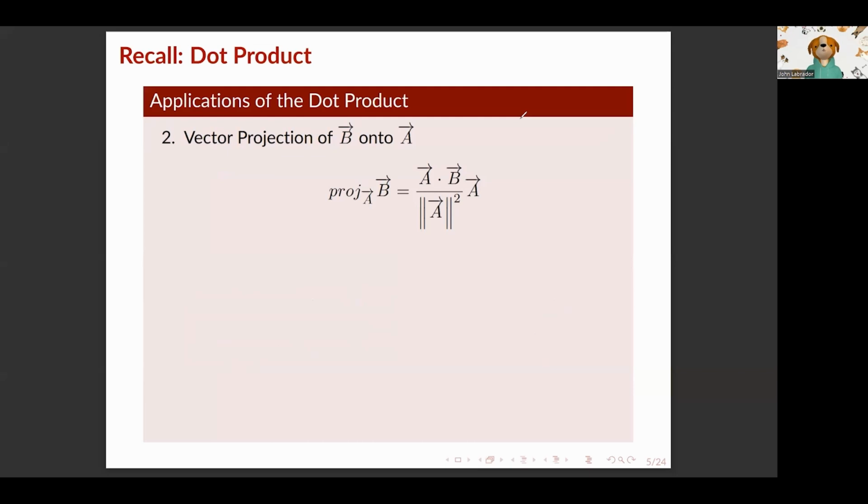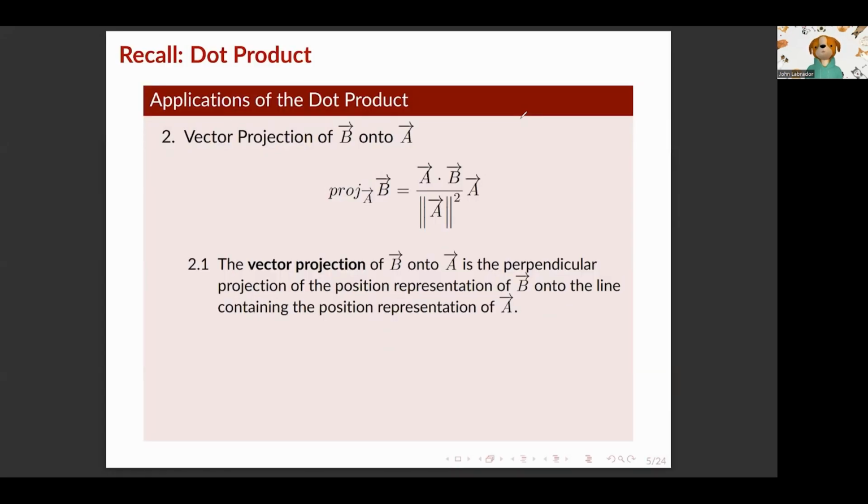Next, we have the vector projection of B onto A. It is given by this formula right here. Its definition is that the vector projection of B onto A is the perpendicular projection of the position representation of vector B onto the line containing the position representation of vector A. So what does that mean?